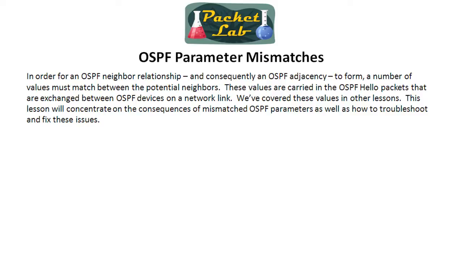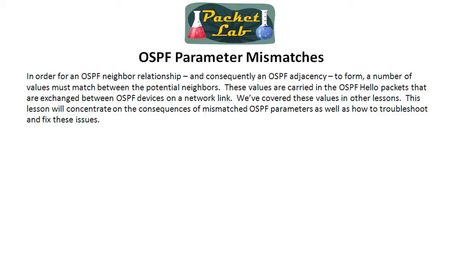So in order for an OSPF neighbor relationship and then consequently an adjacency to form, there's a number of values or parameters that must match between the potential neighbors. And it says here these values are carried in the OSPF Hello packets. A lot of them are, not all of them, as we'll see. And they're exchanged between the devices on the network link. And we've covered these in other lessons. Like I said, go back and view those lessons if you haven't seen them already.